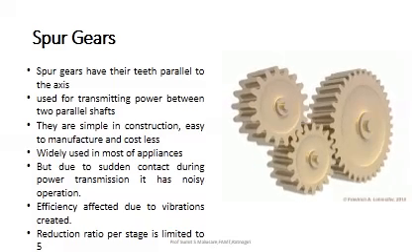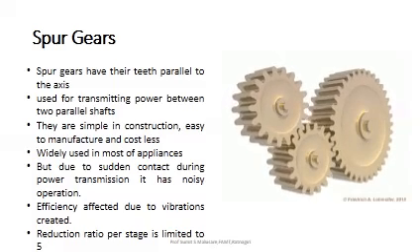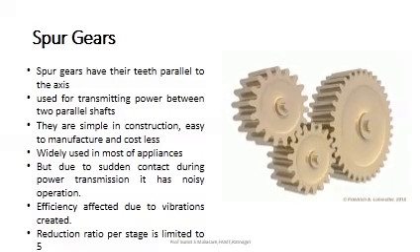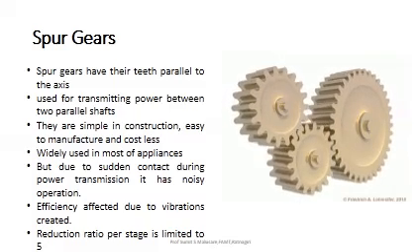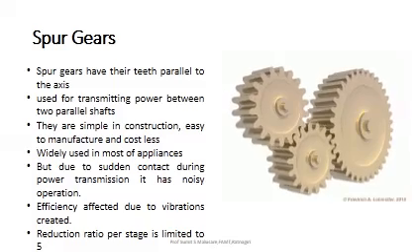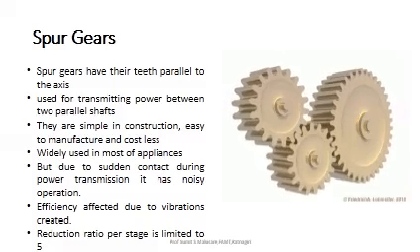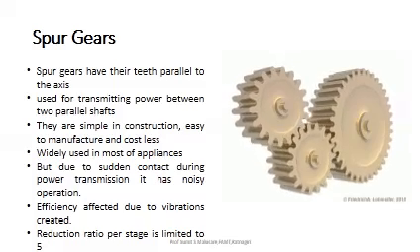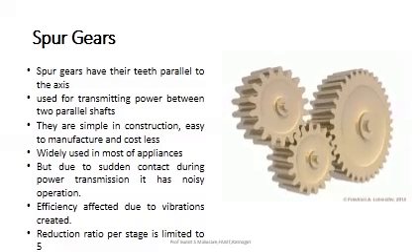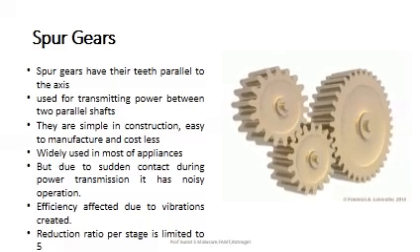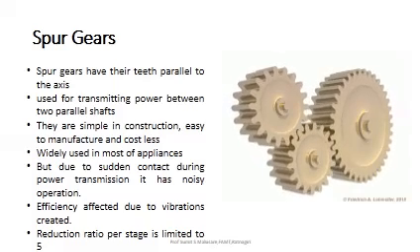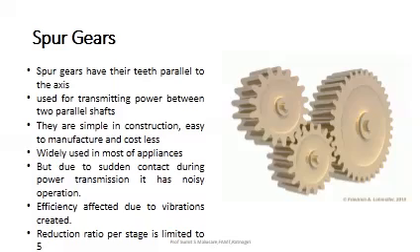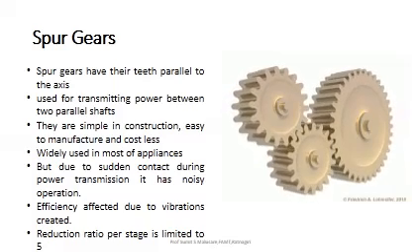Okay, so manufacturing cost is less, and it is widely used in most applications because its fabrication cost is lower. But what is the drawback? Yes, the teeth are cut parallel to the axis of the shaft. As shown in the figure, you can see that the teeth are parallel, which means there is a sudden line contact. This sudden line contact imparts vibration in the system and reduces the efficiency of the system. So this is the major drawback.